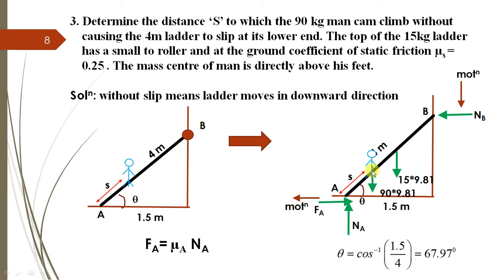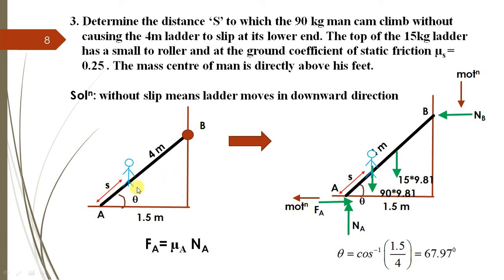So in such a way that the ladder will not slip. The weight of the man is given, 90 kg. So 90 into 9.81 is the weight of the man. The mass of the man is given as 90 kg. So weight is 90 into 9.81, and we have to find out this distance s. Okay. So how to find out?